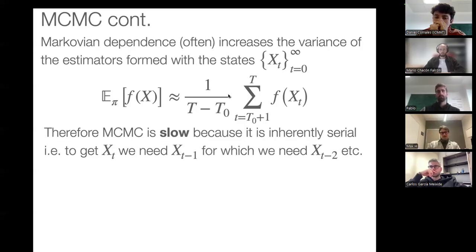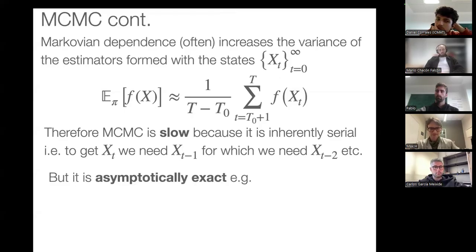And the upshot of this Markovian dependence is not only that we have estimators of increased variance, but also this vague understanding that MCMC is slow. This is because it's inherently serial. To get the final state in the Markov chain, we need the state before. And to get the state before, we need the state before that. And so therefore, there's no obvious way of parallelizing this MCMC process.